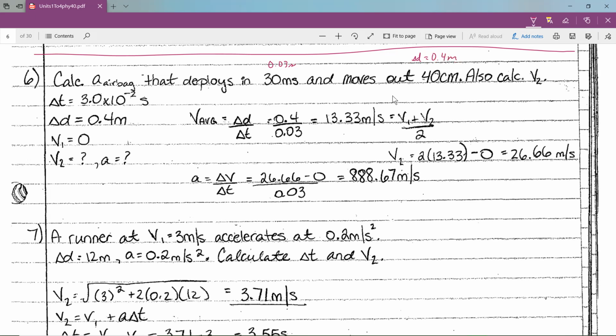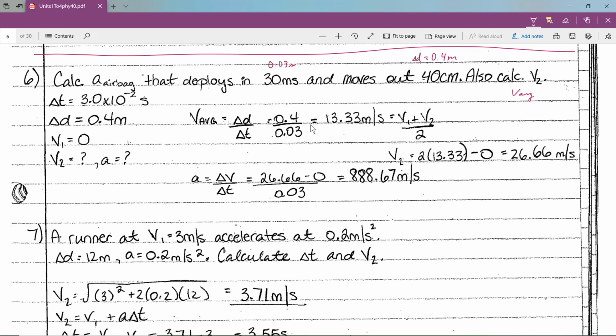Here I'm making some metric conversions on the fly. Also calculate V2, and we'll get V average as well. So V1 is 0. It's like the material, the fabric, isn't moving relative to the observer, who would be outside the car. And then it expands out 0.4 meters in 30 milliseconds. So my average velocity is 0.4 out of 0.03, 13.33 meters per second.